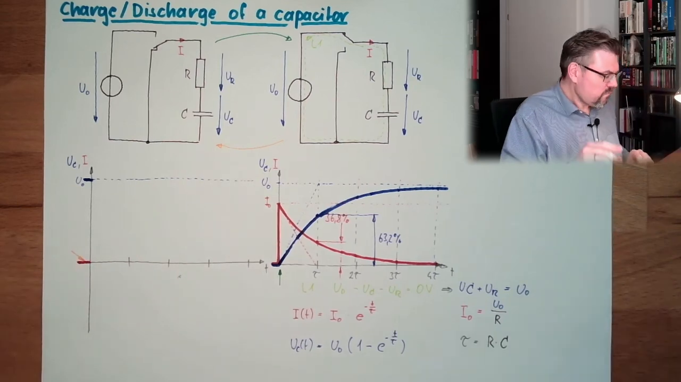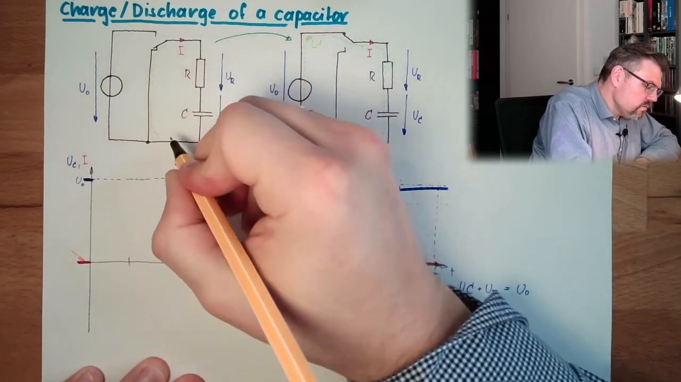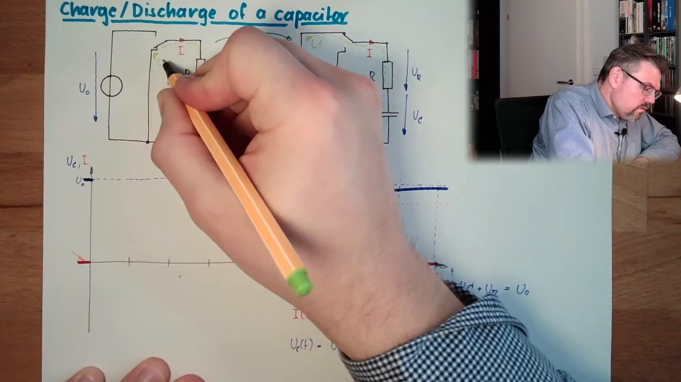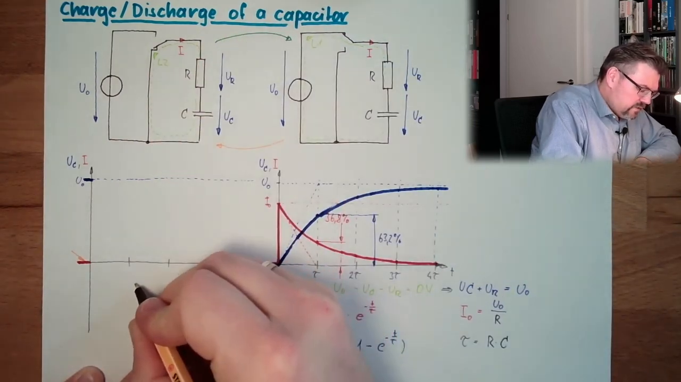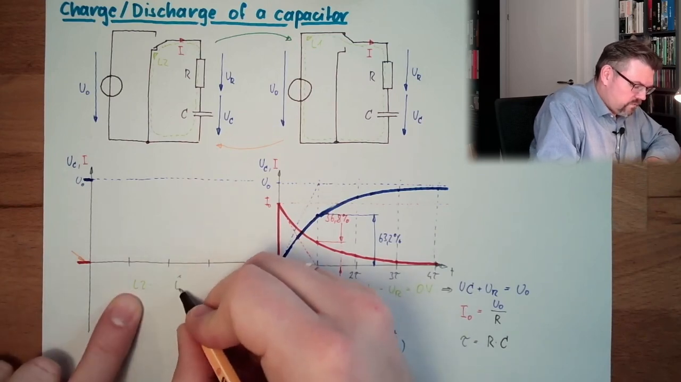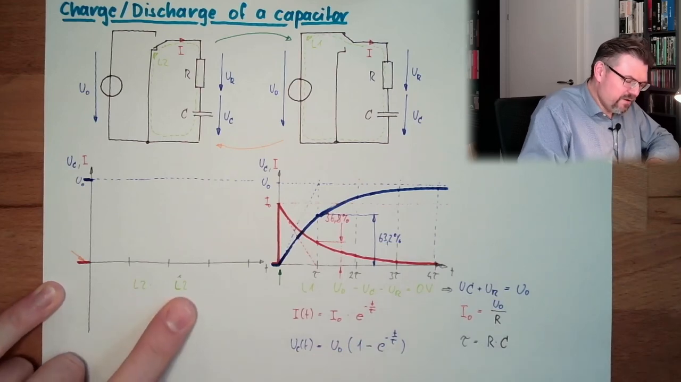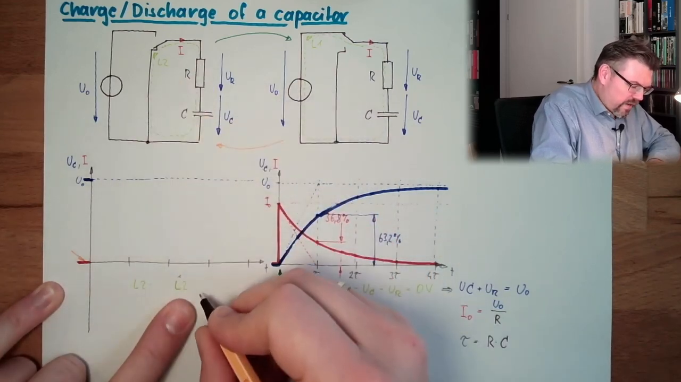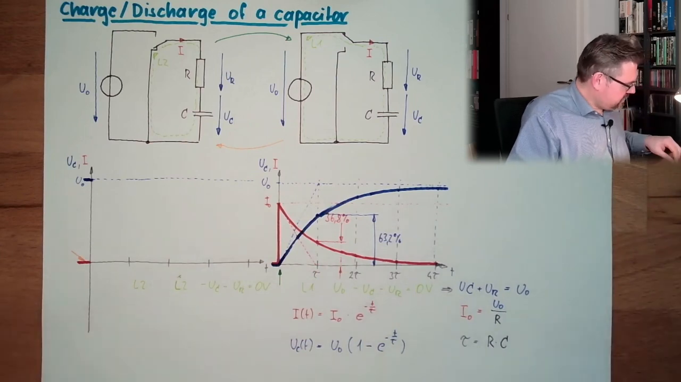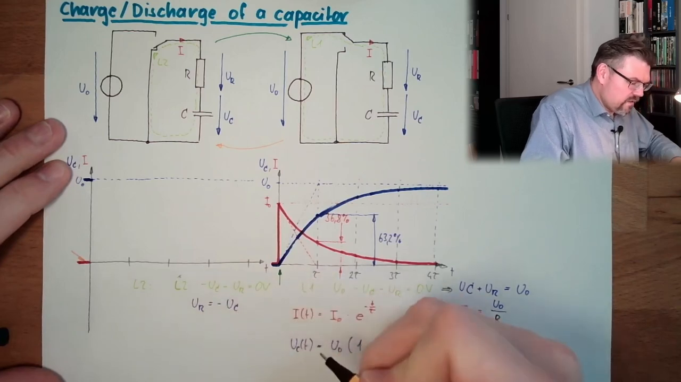Okay. Now, again, we have a look at the loop, at this loop here. Loop 2. Let's pretend I have never written this. We will see why. Loop 2. So let's see, it's minus UC minus UR is 0 volts. Yeah? So this means UR is minus UC. So it's the other way.